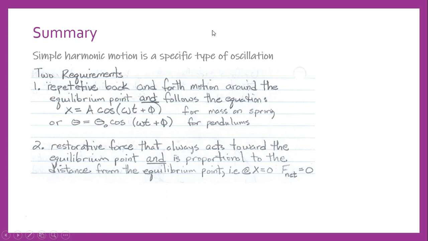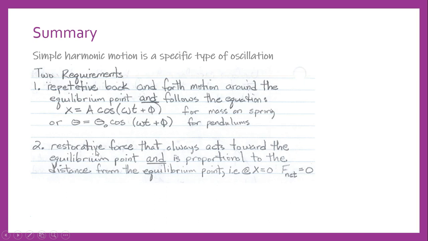Well, that wraps up what we wanted to learn in this podcast, so let's summarize what we've learned. Simple harmonic motion is a specific type of oscillation. There's two requirements. It needs to be a repetitive back and forth motion around an equilibrium point, and its position needs to follow this equation.